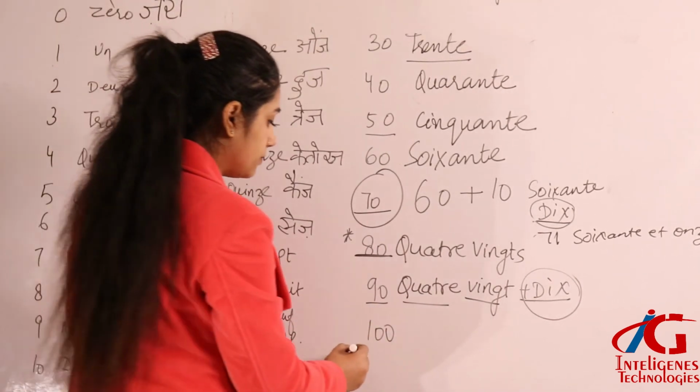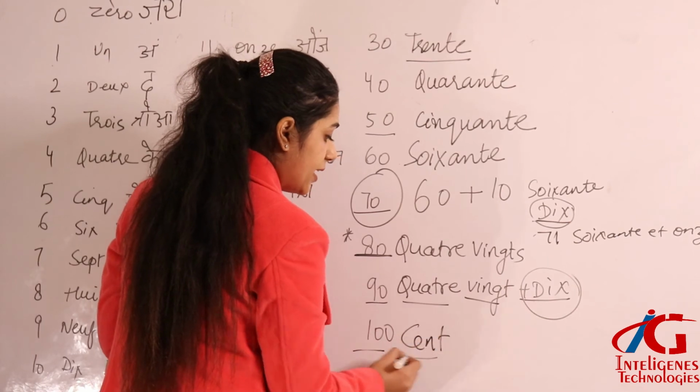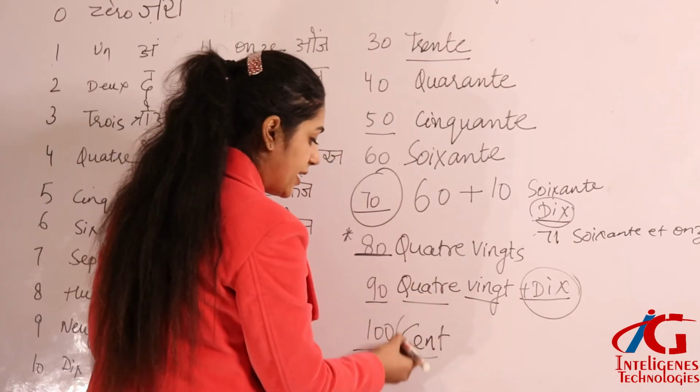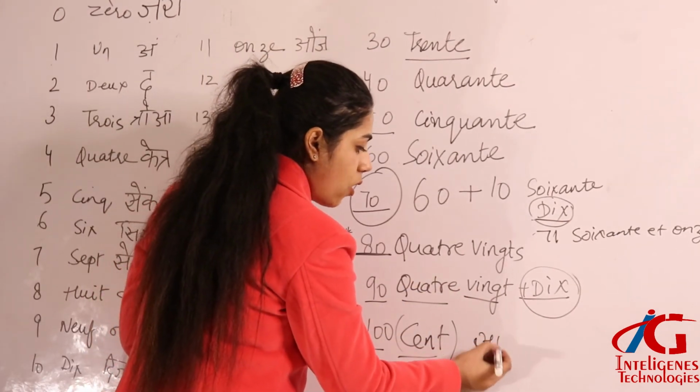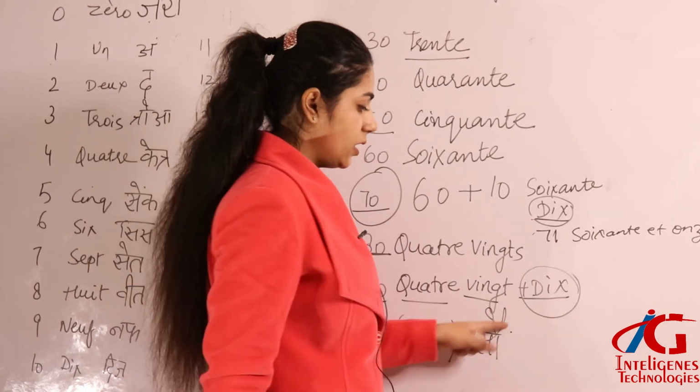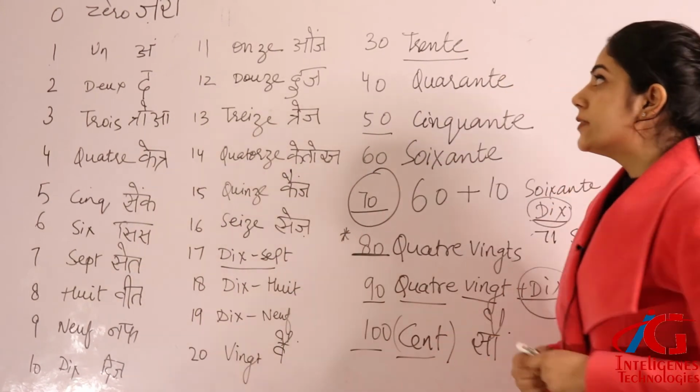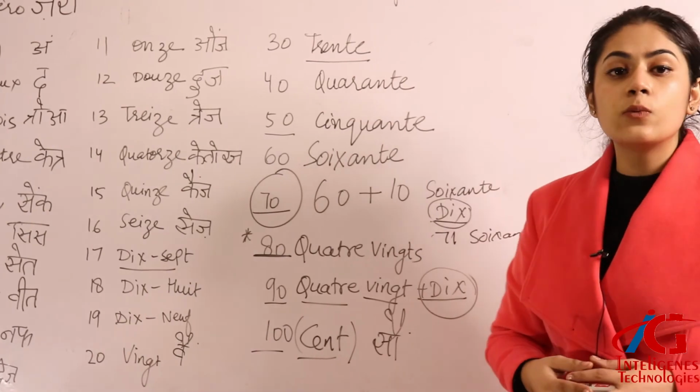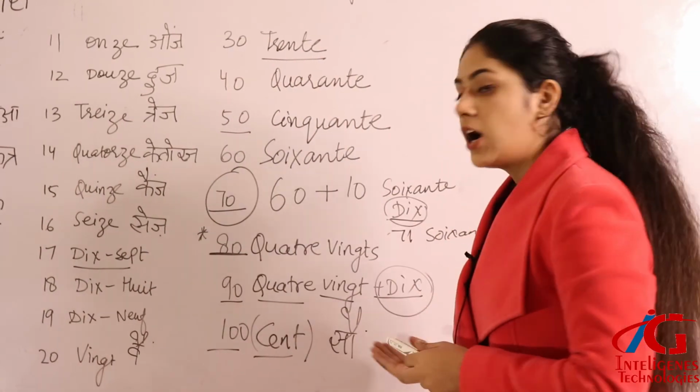So 100. C-E-N-T, like century, you have to take cent, which is 100, with a nasal sound. So these are the numbers, the counting from 0 to 100 in French.